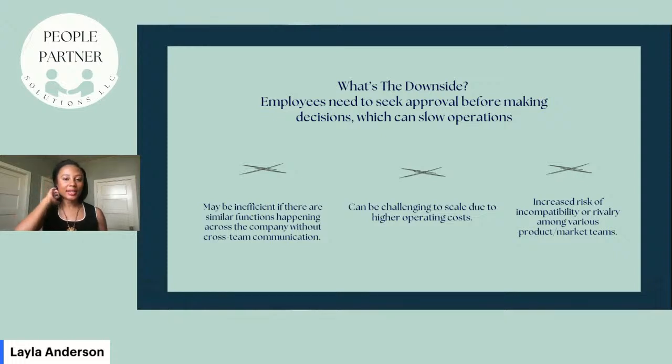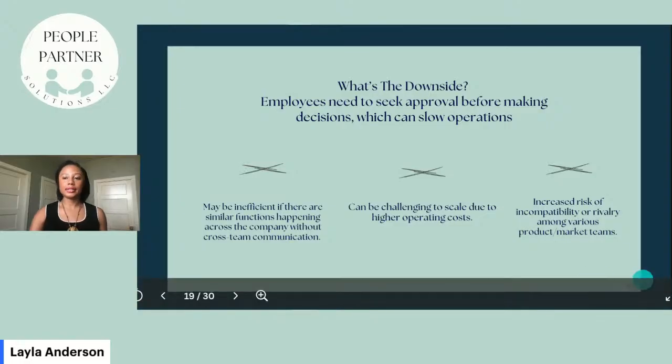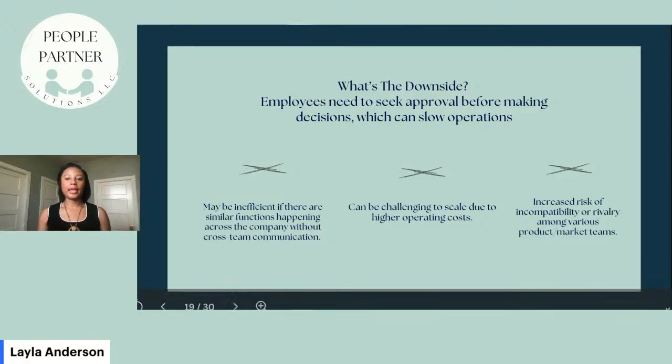So, what's the downside here? Employees also in this structure need to seek approval before making decisions, which also can slow operations. It could be inefficient if there are similar functions happening across the company without cross team communication. Going back to the Samsung example, if you're launching a smartphone and a refrigerator, each product has its own marketing team. After you launch a campaign for one product, you may be starting from scratch on the marketing of the next if there's no communication.